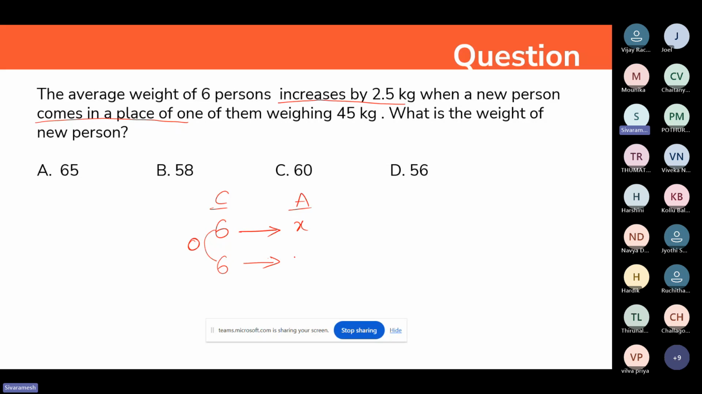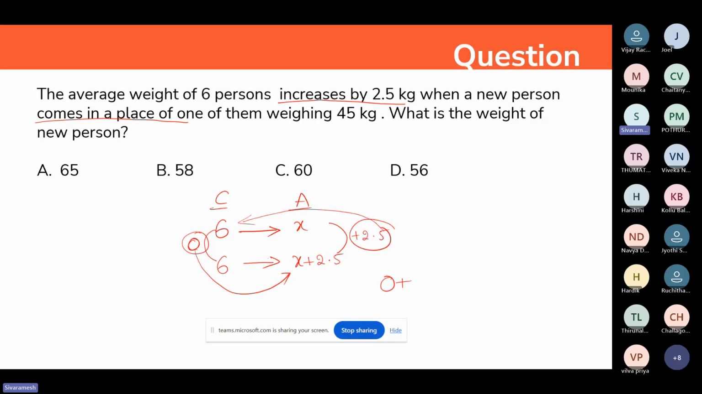Now what about the average? The average is increased by 2.5 kg, so I can say that it is plus 2.5. If I consider that initially the 6 members' average is x kg, now the average will be x plus 2.5 kg. Why x plus 2.5 kg? A new person is coming in place of the other person. So the difference on this side is 2.5. Obviously the left side difference multiplied with this particular number, 0 multiplied with anything is 0, plus the right side difference we observe here is 2.5.